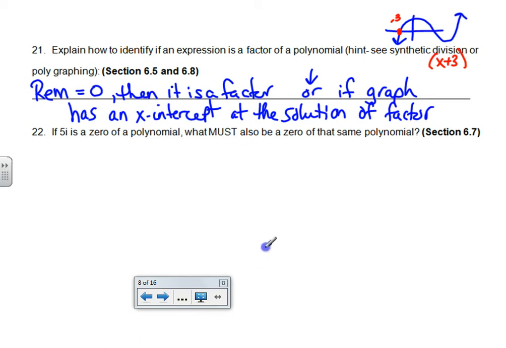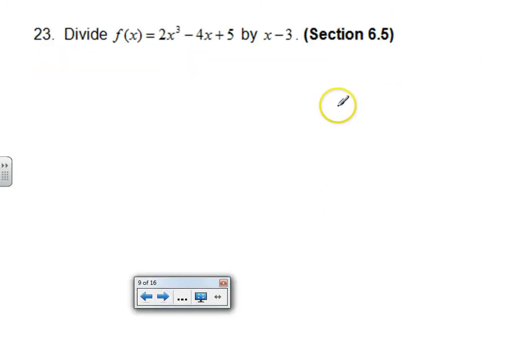Okay, 22. If 5i is a 0 of some mystery polynomial, what else do you know? Well, I know that complex numbers come in complex conjugate pairs. So if 5i is a 0, its complex conjugate pair would also be a 0, the -5i. Easy as that.